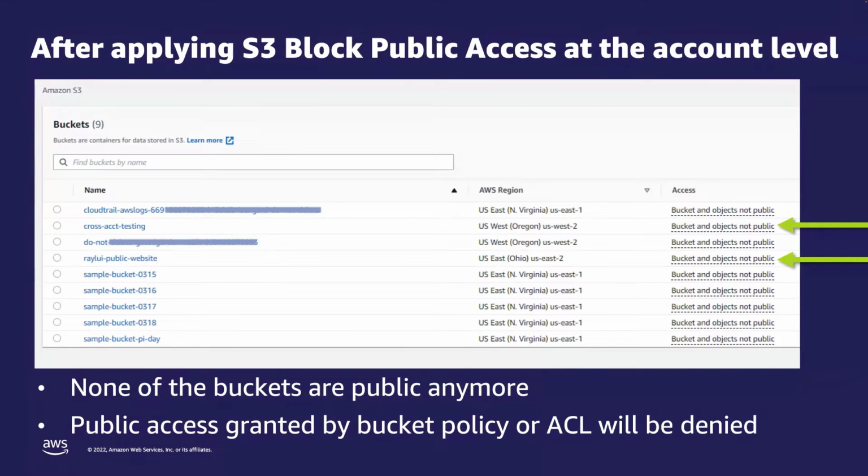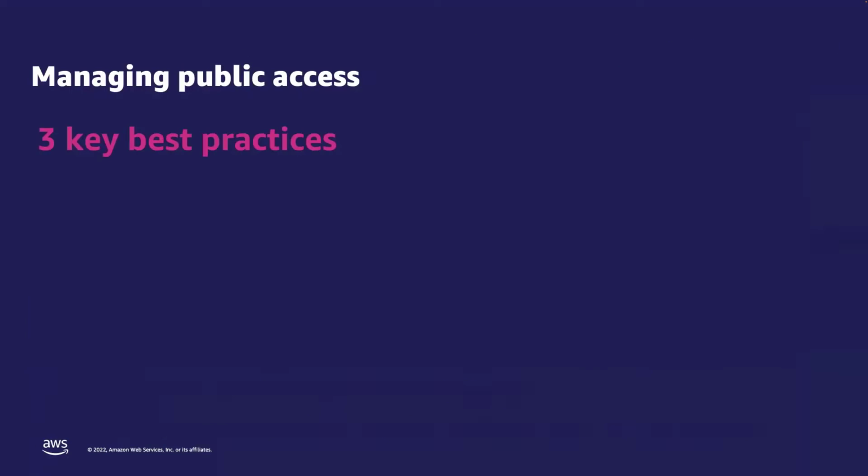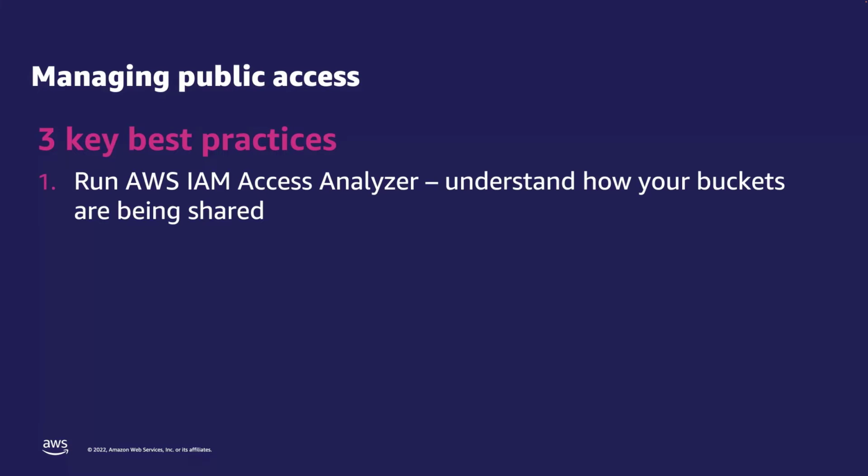So you can see that none of the buckets are public anymore. After I turn on block public access at the account level, all of the buckets are protected. The two buckets that were flagged before are now secured and are not publicly accessible anymore. Apart from block public access, S3 also provides you some ways on how you can effectively manage public access. The first one is called IAM Access Analyzer. You can use Access Analyzer to understand how your buckets are being shared.